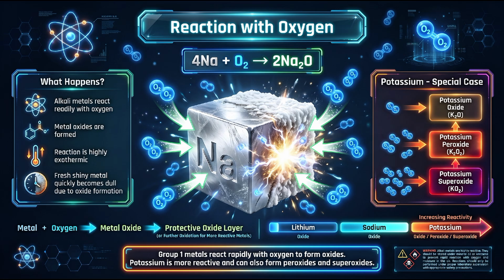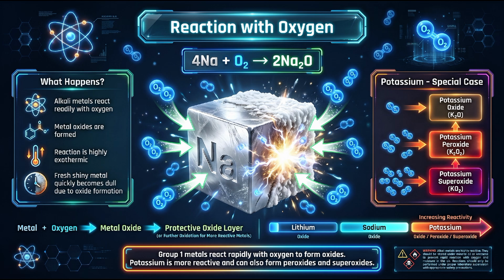In this compound, oxygen exists as the peroxide ion instead of the normal oxide ion. Under conditions where oxygen is abundant, potassium can also produce potassium superoxide, whose formula is KO2. Here, oxygen exists as the superoxide ion. This is an unusual oxygen-containing ion that is stable only with highly reactive metals such as potassium, rubidium, and cesium. The image explains this progression as potassium oxide, potassium peroxide, potassium superoxide.